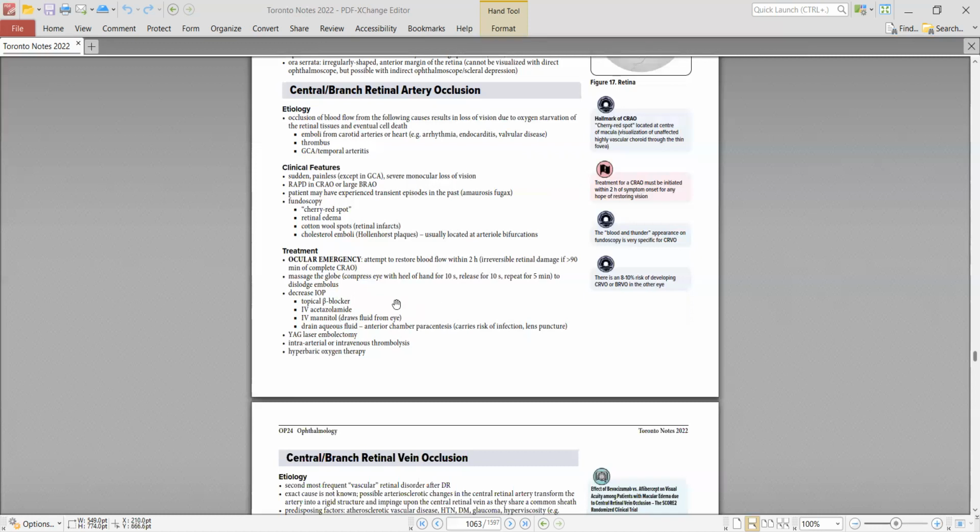You should actually massage the eye, compress the eye with the hand for 10 seconds and release for 10 seconds and repeat for 5 minutes. This is to dislodge any embolus and decrease the intraocular pressure. So how do you decrease the intraocular pressure? You give topical beta blocker, IV acetazolamide, IV mannitol, drain the aqueous fluid from the eye. YAG laser embolectomy. If you see an embolus, you do embolectomy. Because there is a thrombus here, you do thrombolysis, intra-arterial or IV thrombolysis. You do hyperbaric oxygen therapy.